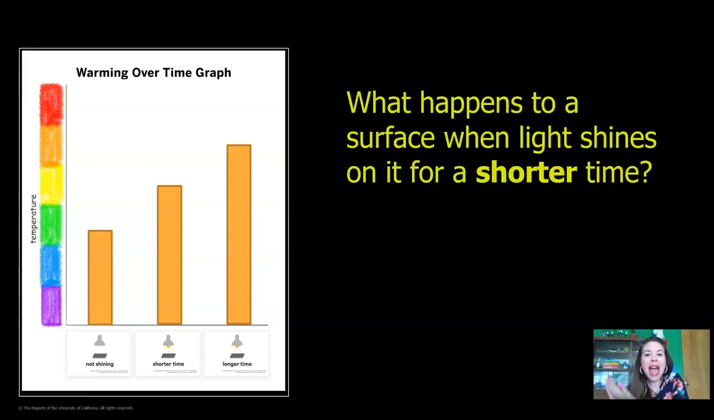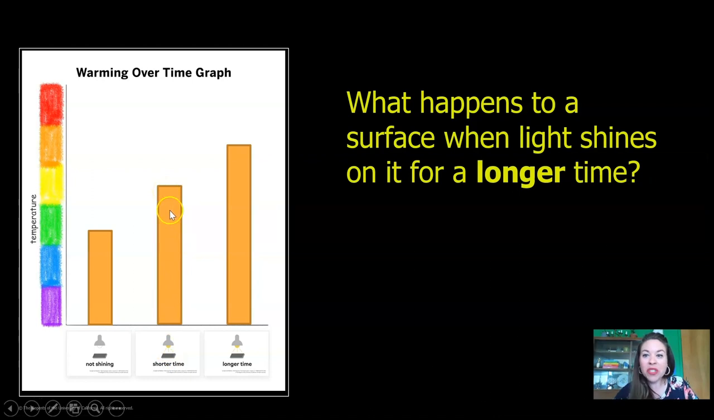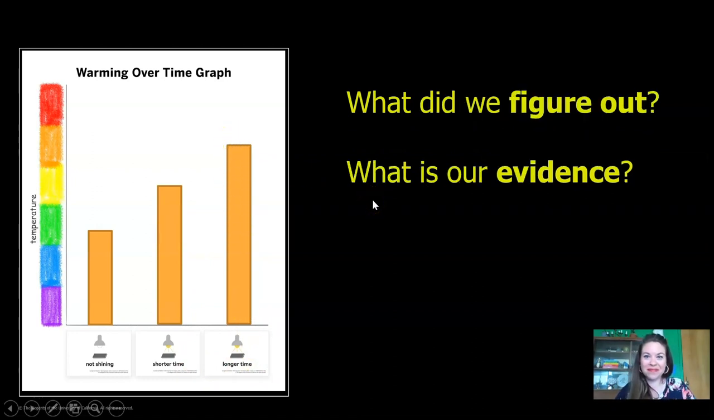So what happens to a surface when the light shines on it for a shorter time? It gets warm. What happens to a surface when a light shines on it for a longer time? It gets hot. What did we figure out? Tell me what you figured out from helping me make this bar graph.